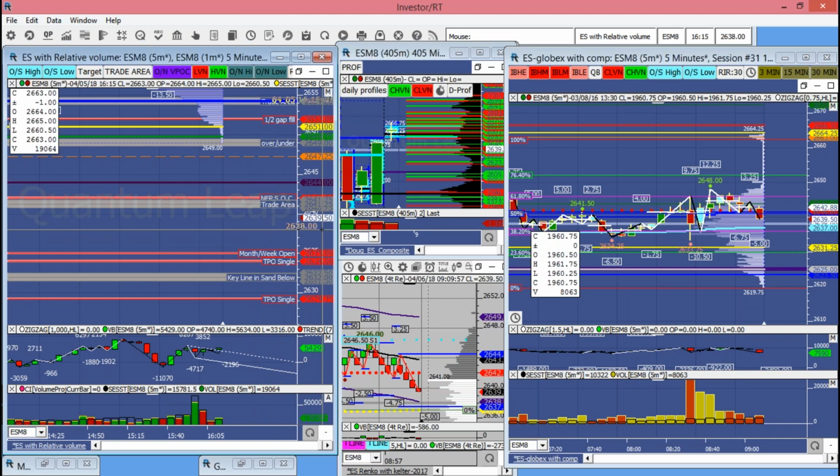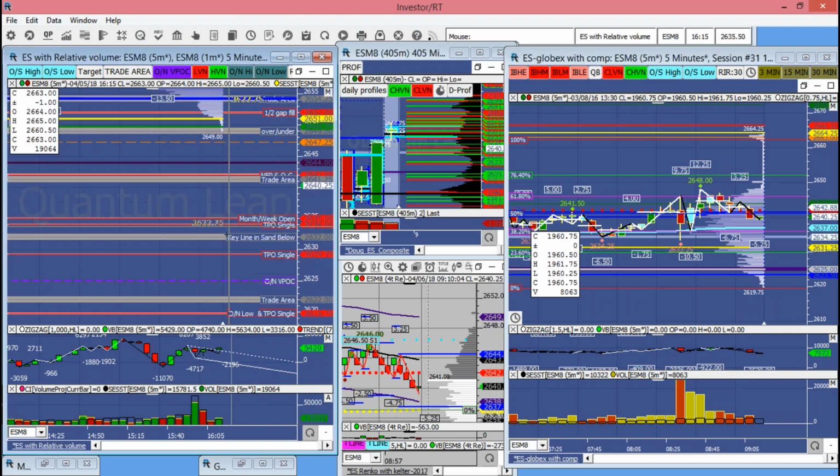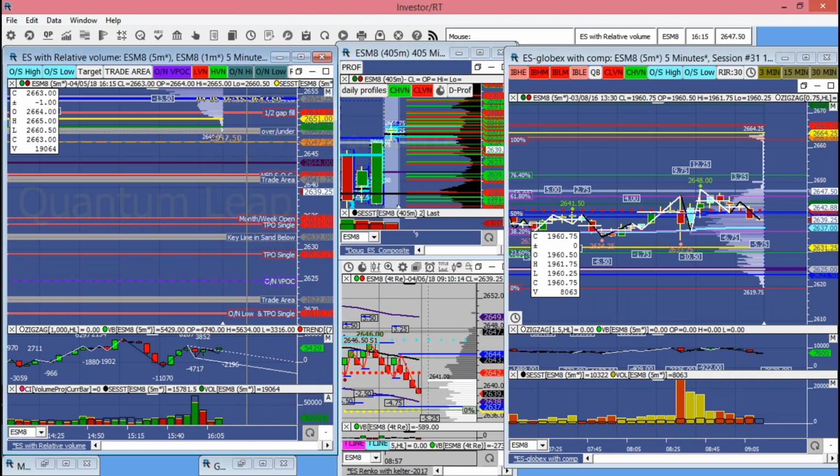That is hypo 1. Hypo 2 is an open auction, a push down into the 32, possibly even the overnight, finding buyers, rotating us back up, and basically chopping in this area. I just put equal weight on hypo 1 and hypo 2. I think it's a balancing day. It's Friday.